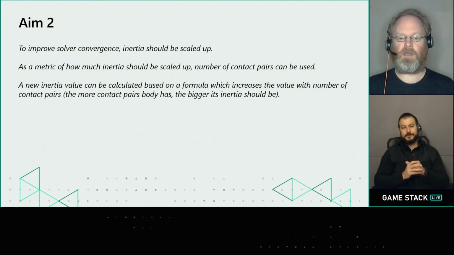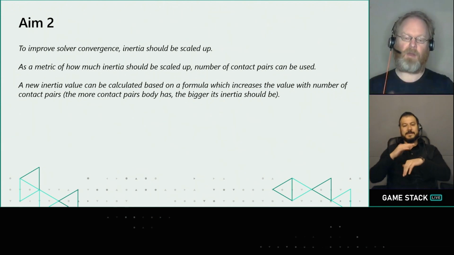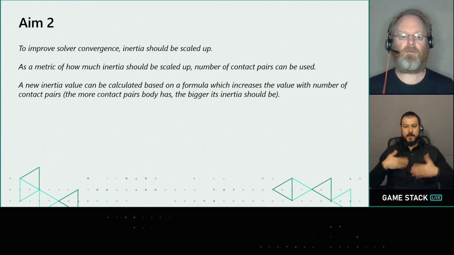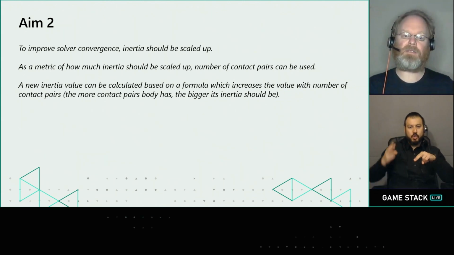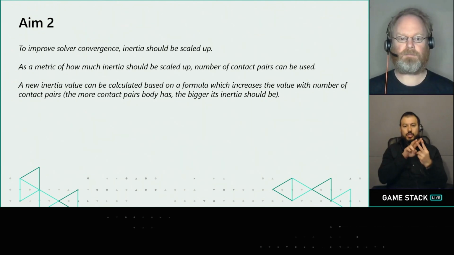So we've now got a new aim to help convergence on the solver by scaling up inertia. We don't want to arbitrarily scale inertia. So we're going to scale it based on the number of contact pairs. Consider that box in the center of the stack. It's got a lot of bodies that it's contacting with. If we can increase inertia and scale it based on the number of contact pairs, we should be onto a good thing.